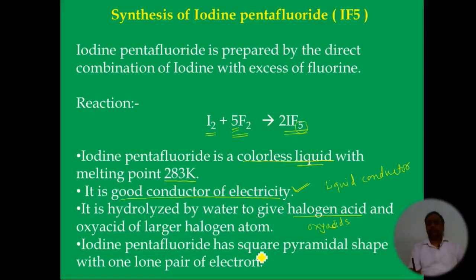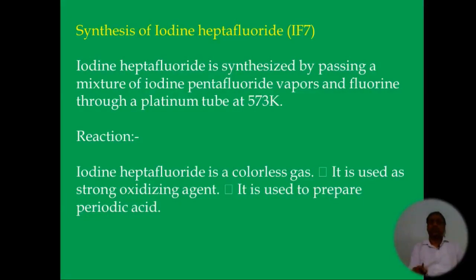Iodine pentafluoride has a square pyramidal shape with one lone pair of electrons. So this iodine pentafluoride shows a square pyramidal shape. These shapes we are going to see in the next slides. Now, the last interhalogen compound. We have seen a lot of interhalogen compounds. This is the last one, iodine heptafluoride.